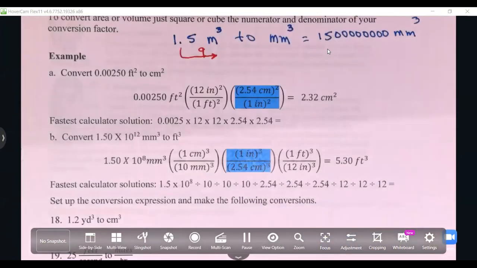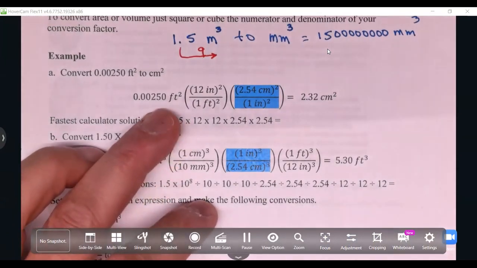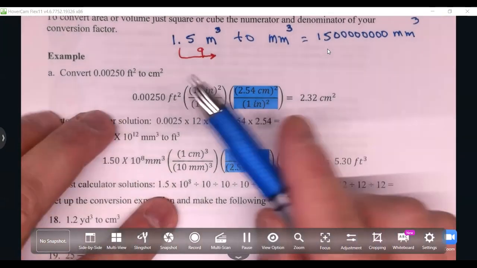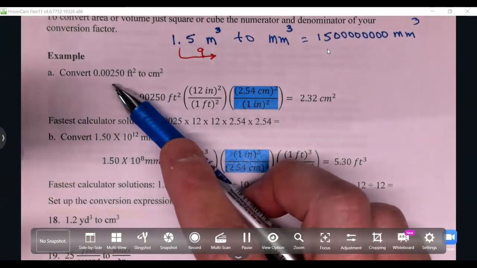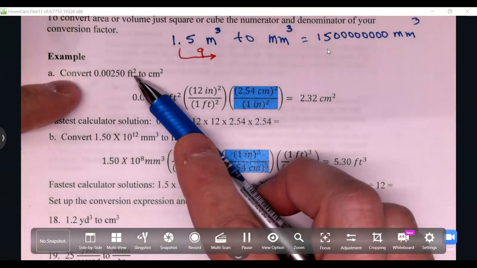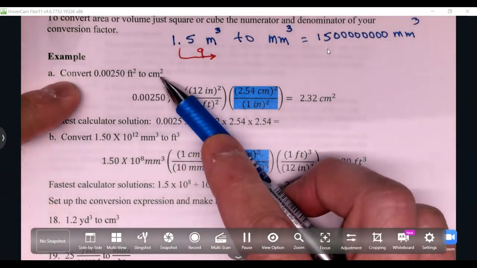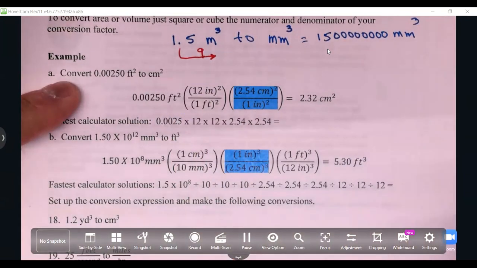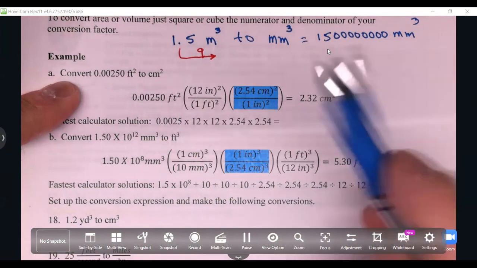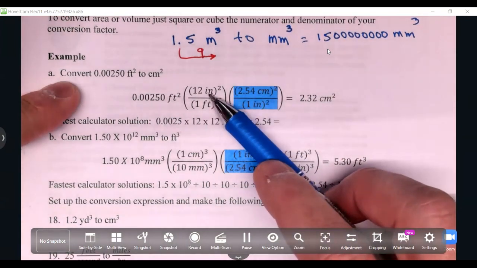Here's the example. Here's my example. I'm going to take 0.00250 square feet to square centimeters. 1 foot is 12 inches.